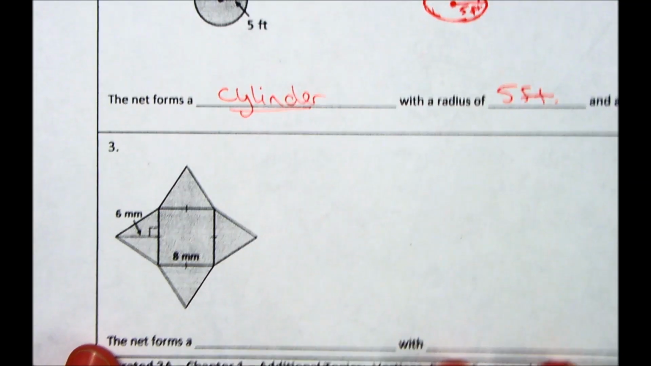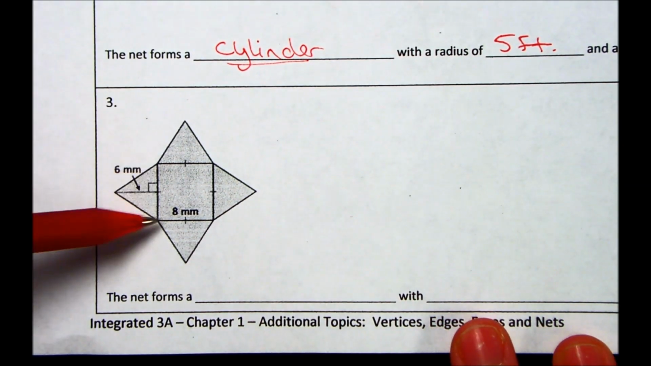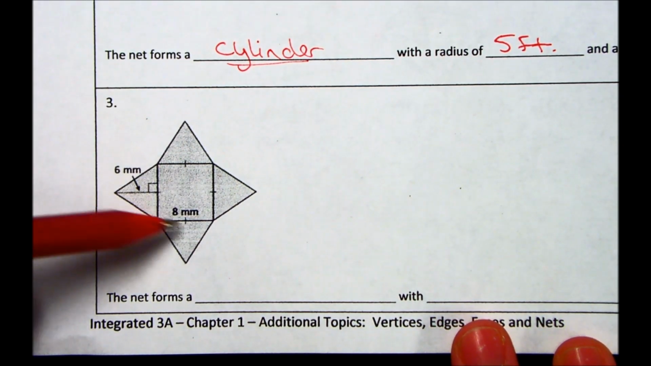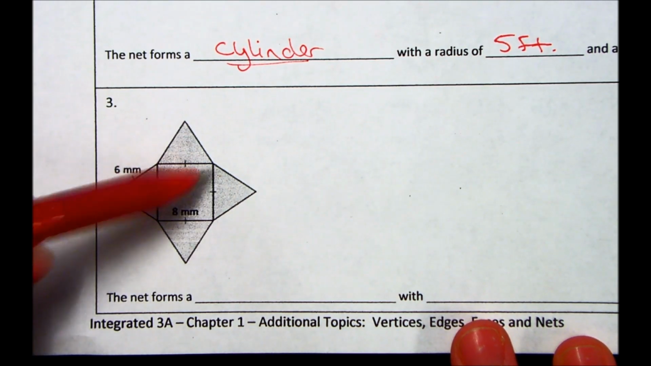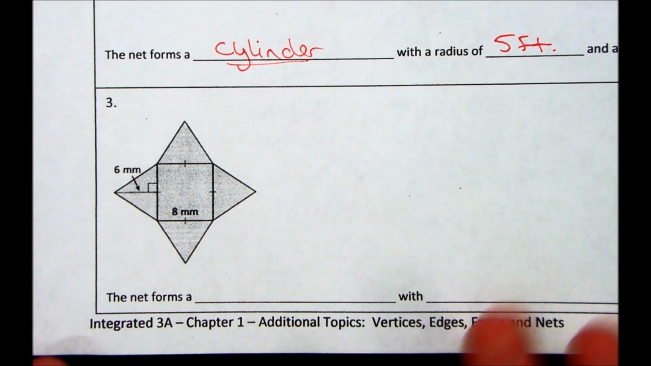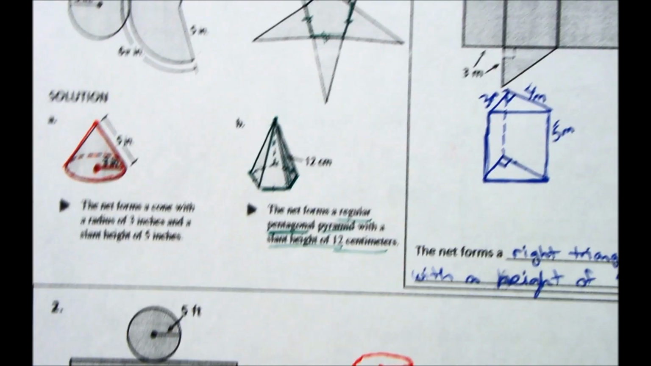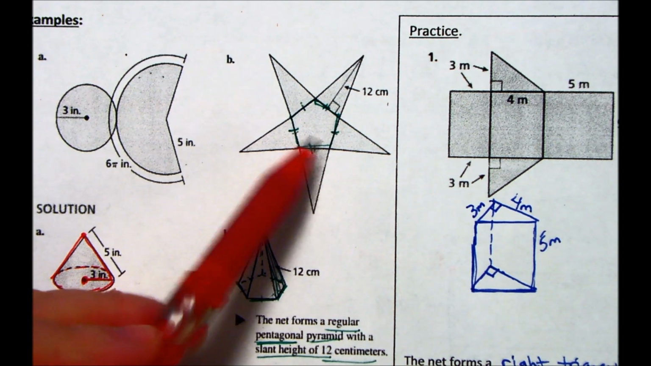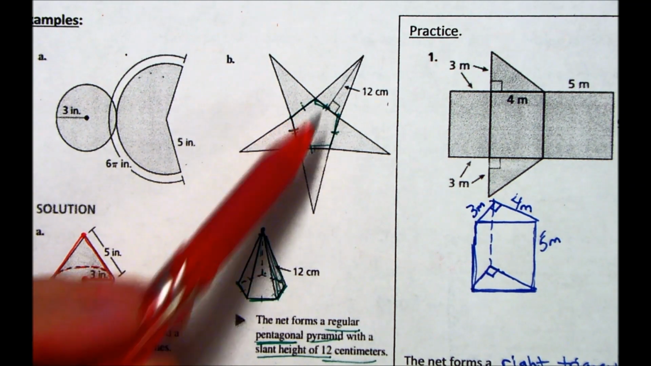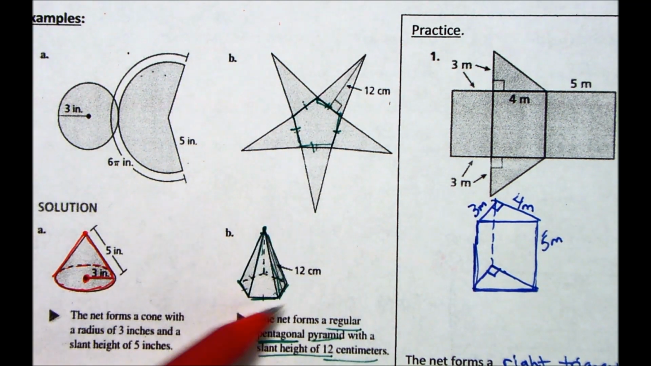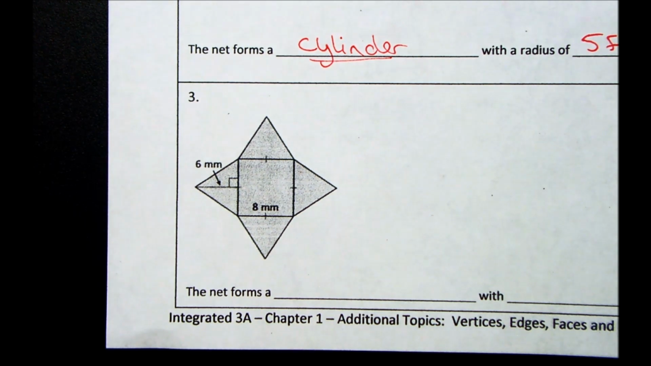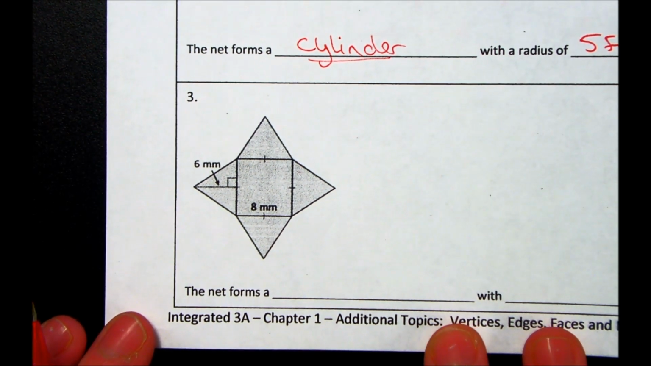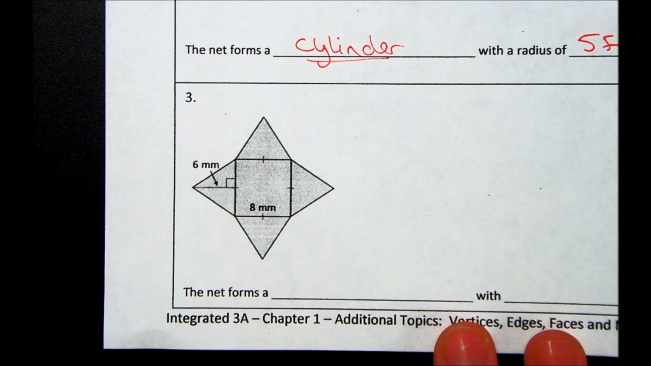Last but not least, we have a square here. It looks like a square because we have our congruency marks. And then we have these triangles. So we've only got one base and we have triangles around the outside. If we look at example B, we had something similar, but instead of a square, we had a pentagon with the triangles around the outside, and it formed a pyramid. So this problem is also going to form a pyramid. Again, this one's kind of hard to draw, so follow along with me.